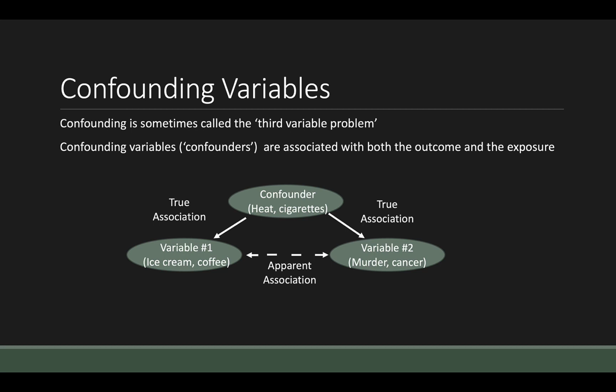The other example we looked at was coffee drinking and lung cancer diagnosis. A study found that coffee drinking was associated with lung cancer. However, it turned out that coffee drinkers smoke more cigarettes and that obviously cigarettes have been linked to lung cancer, so cigarettes were the third variable or the confounding variable in that study.